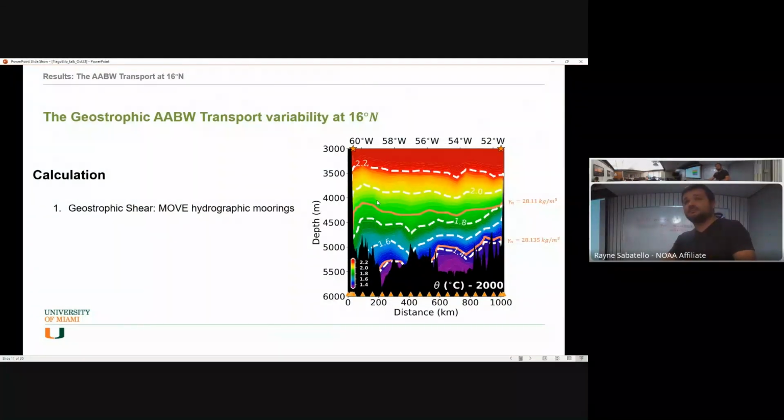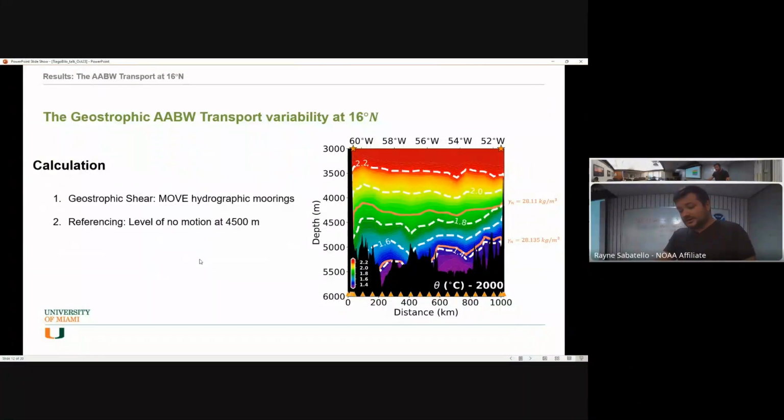So it has microcats measuring temperature, conductivity, and pressure from the surface all the way to the bottom, which is around 5,000 meters. Okay, I'm going to get to why this 5,000 meters is important. So that's the first step, is to calculate the geostrophic shear between the MOVE hydrographic moorings. All right, this is pretty straightforward. Everyone has done that. That's pretty easy to do.